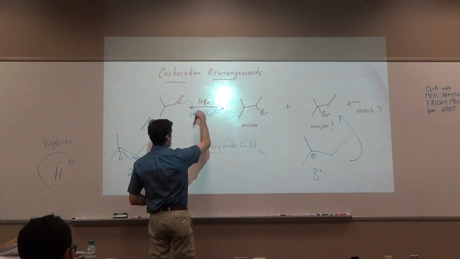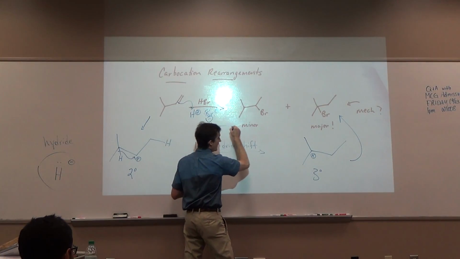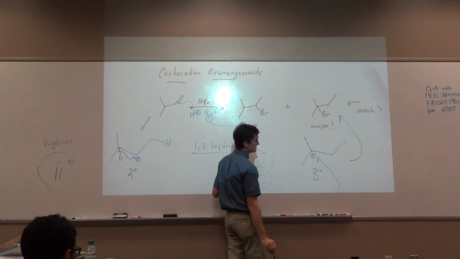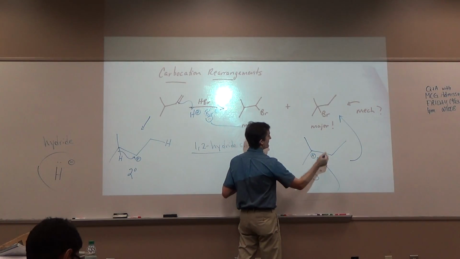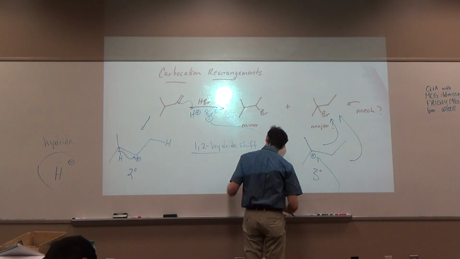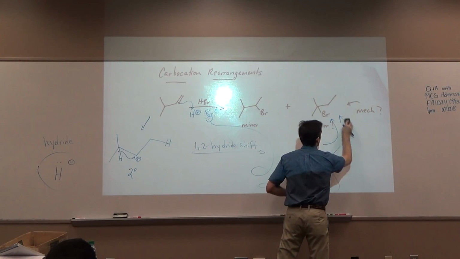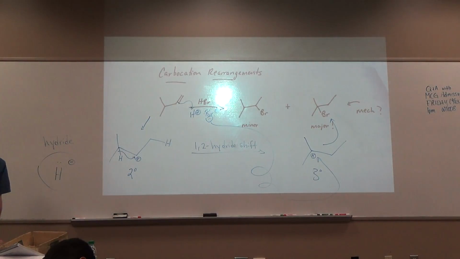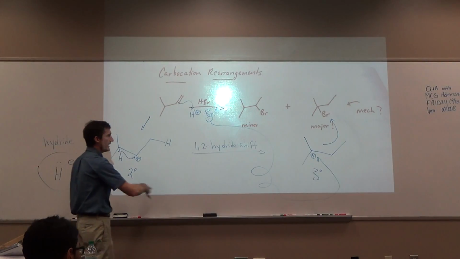That bromine has been watching all this. Now, bam! Electrons make a bond to carbon, and that gives us the major product, right? So this is just a hydride shift that gives us the major product. And we're going to say that's going to be the major pathway.